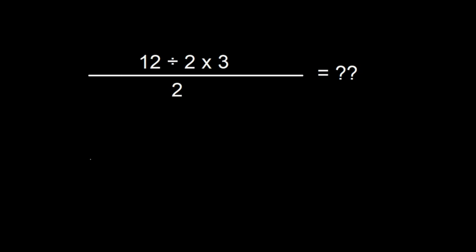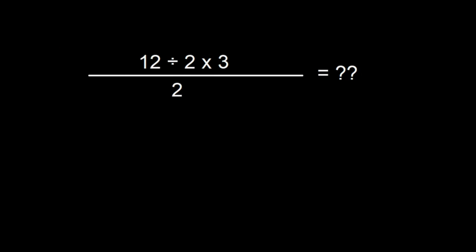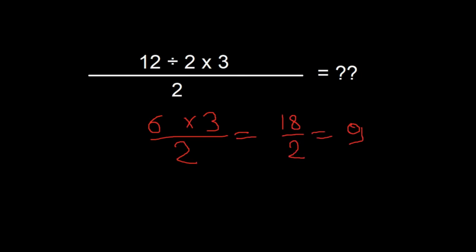So by the rules, to find the value, we have to go from the left to the right. On our left, we have the division. On our right, we have multiplication. So the correct answer would be 12 divided by 2 is 6, times 3 divided by 2 is equal to 18 divided by 2, equal to 9.